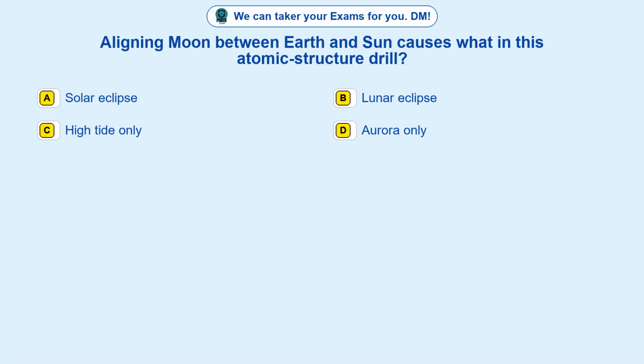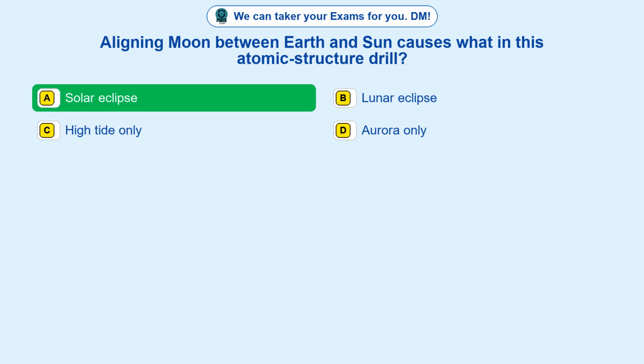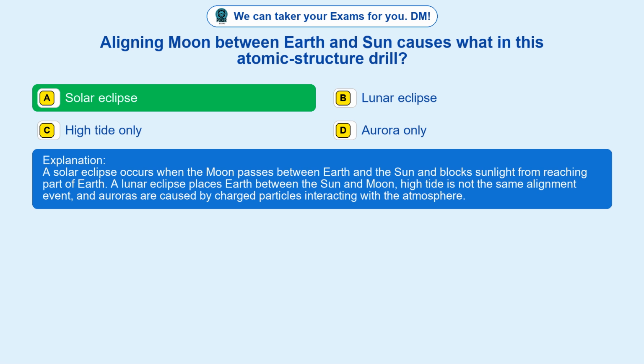Question 92. Aligning moon between Earth and Sun causes what in this atomic structure drill? Option A, solar eclipse. Option B, lunar eclipse. Option C, high tide only. Option D, aurora only. The correct answer is option A. Solar eclipse. A solar eclipse occurs when the moon passes between Earth and the Sun and blocks sunlight from reaching part of Earth. A lunar eclipse places Earth between the Sun and Moon. High tide is not the same alignment event, and auroras are caused by charged particles interacting with the atmosphere.